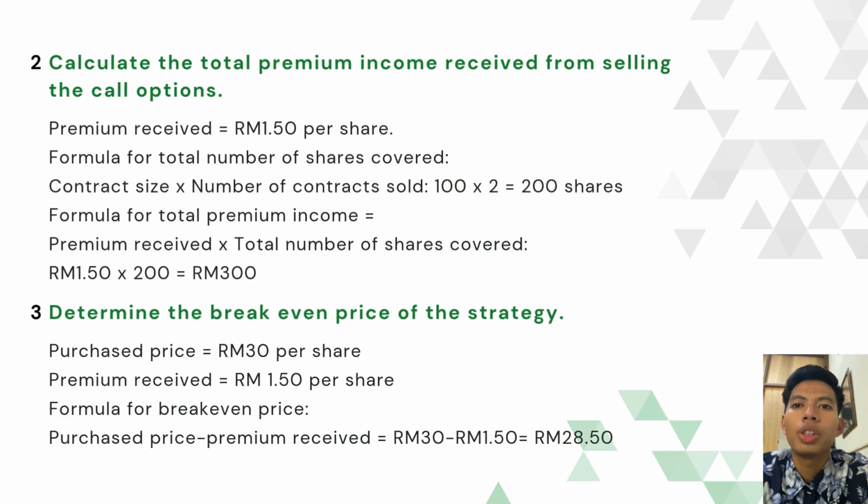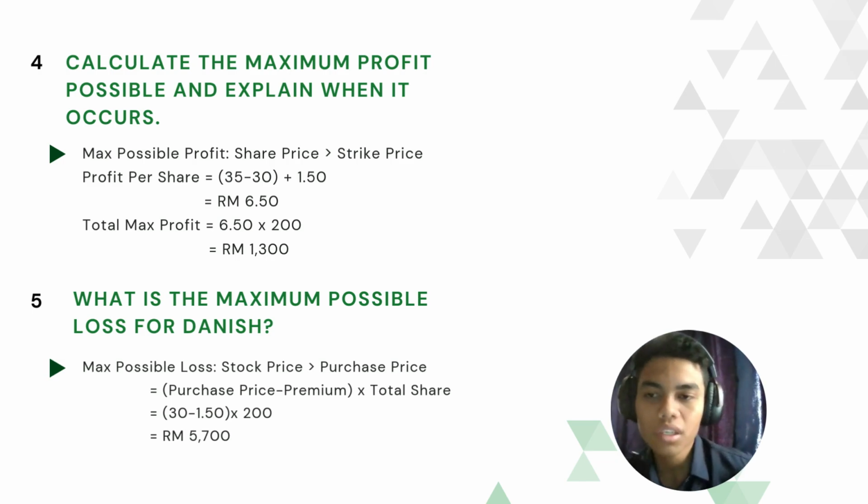For question number 3, determine the break-even price of the strategy. As we know, the purchase price is 30 ringgit per share. The premium received is 1 ringgit 50 cents per share. The formula to get the break-even price is purchase price minus premium received. So the calculation will be 30 ringgit minus 1 ringgit 50 cents, and the answer we get is 28 ringgit 50 cents. That's all from me. Thank you.